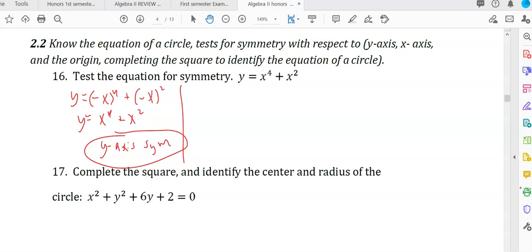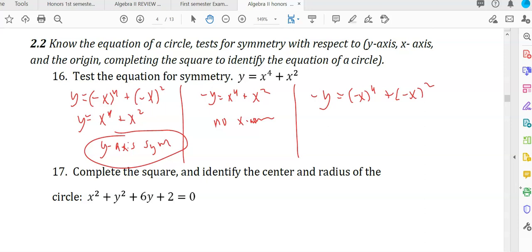If you plug in negative y, so there is no x-axis symmetry, because it's not the same equation, that's always negative there for y. Plug in both negative, the left-hand side changes sign, the right-hand side really stays the same. So there is no origin symmetry here.